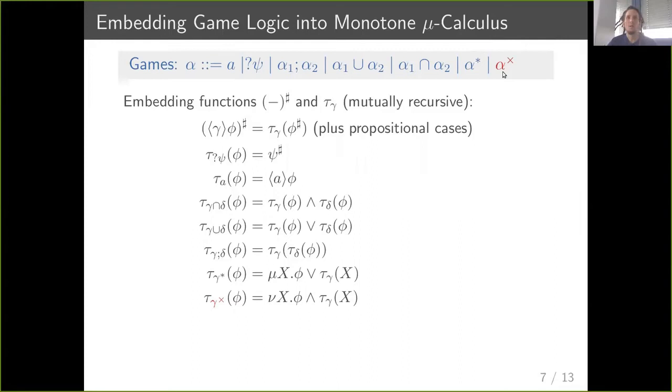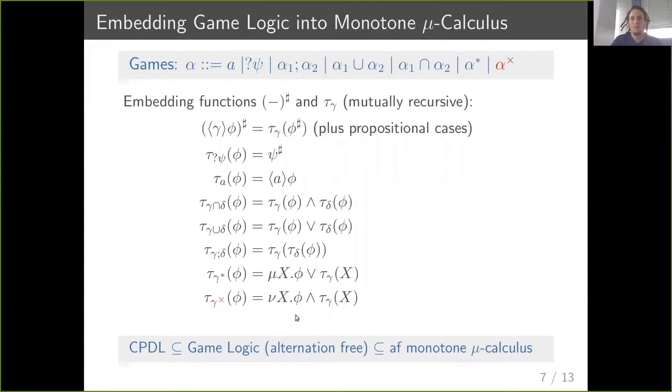So indeed, this times operator, or gamma times, embeds to a greatest fixed point using conjunction, meaning the choice for the player devil. Then what you can see is that CPDL is just a fragment of game logic, and both of them embed into the monotone mu calculus. But CPDL is also a fragment of the alternation-free game logic. Alternation-freeness here means that star and times formulae are not nested within each other, so least and greatest fixed points are independent of each other. And then this alternation-free game logic embeds into the alternation-free monotone mu calculus, where again, alternation-free monotone mu calculus formulae have the property that least and greatest fixed points do not interfere with each other. They are not nested dependently. And the method that we are going to show here, this main result, will work only for the alternation-free fragment of the monotone mu calculus, and hence it will also work for CPDL and alternation-free game logic.